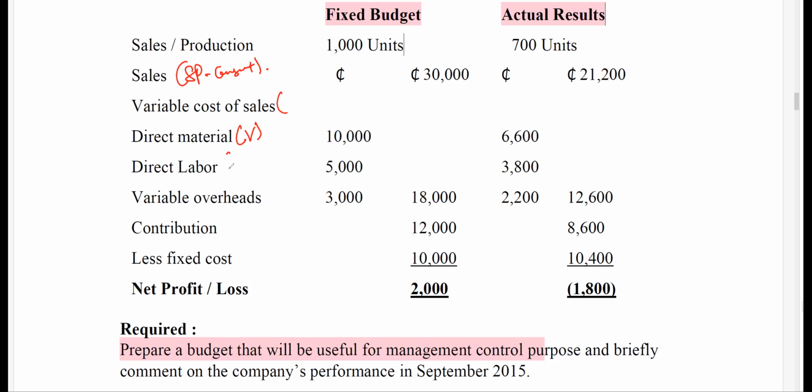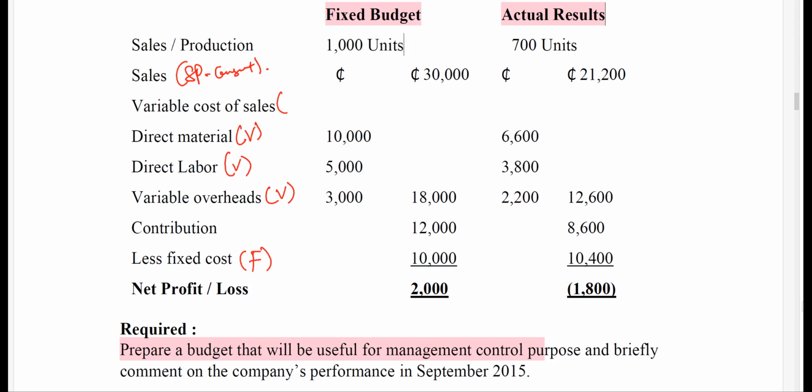Direct labor, variable or fixed? Variable. Variable overhead? Variable. Fixed cost is fixed, right? This is the only one which is fixed. Do you understand? So now that we've seen this, what do we need? We can easily get the missing figures, right? You know that, right?